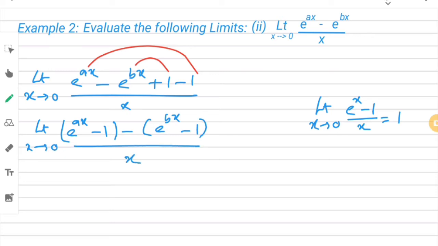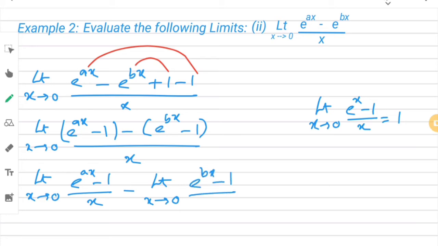Now I am going to split the limit along with the denominator. So limit x tends to 0 (e power ax minus 1) by x minus limit x tends to 0 (e power bx minus 1) by x, and now it is in this form. So we can change this one as 1. Obviously I will get 1, but before doing that, check the power.